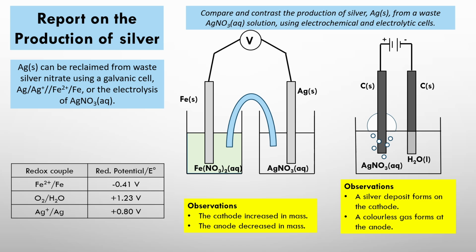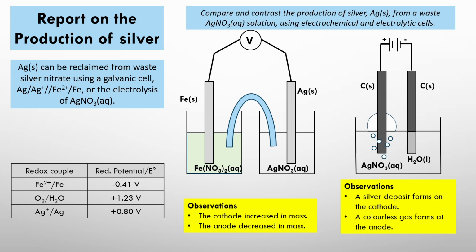Hi, let's look and see if we can write a report on analysing how we might reclaim silver or produce silver from two different processes. One using an electrochemical cell and the other using an electrolytic cell.